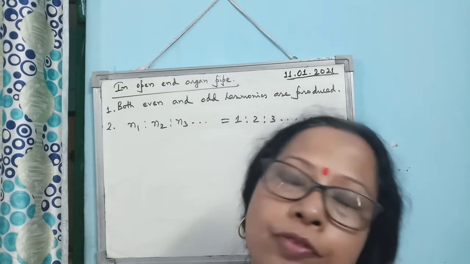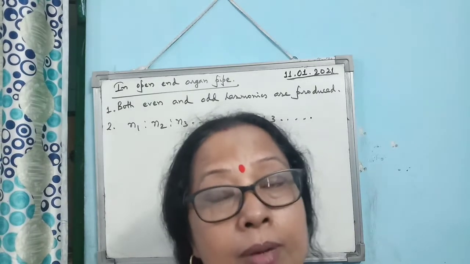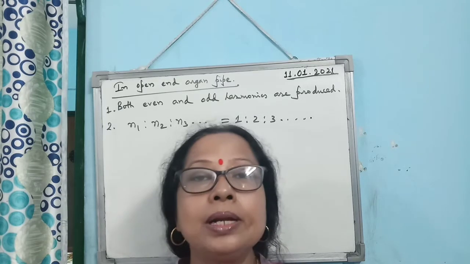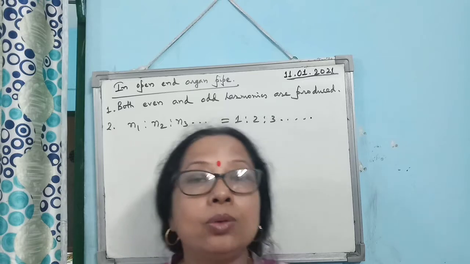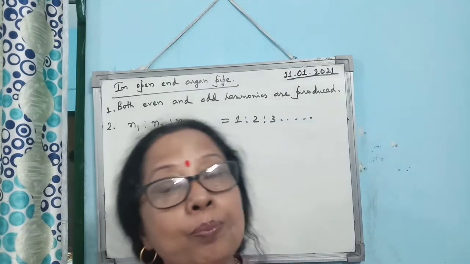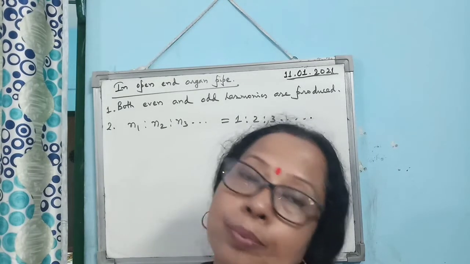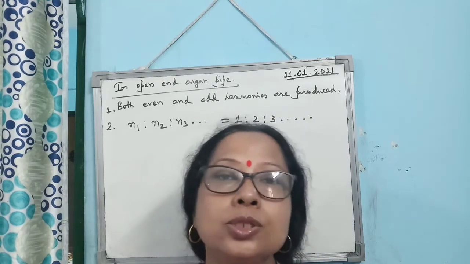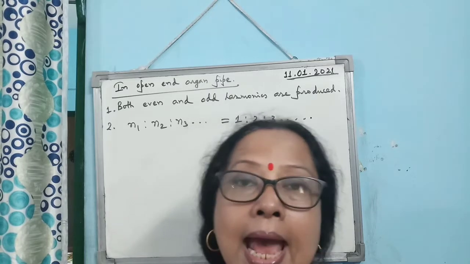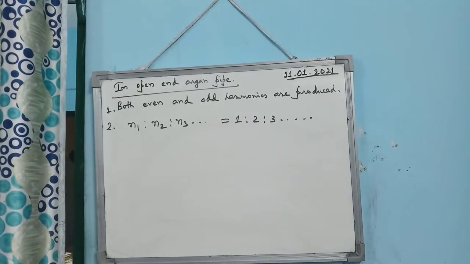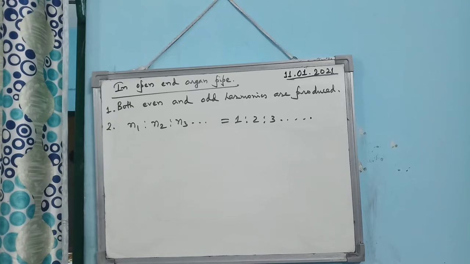Write down the differences between the sound produced in closed-end and open-end organ pipe. First point of difference: in closed-end organ pipe, fundamental frequency is given by v/4L, whereas in open-end pipe, fundamental frequency is given by v/2L. Second point: in closed-end pipe, only odd harmonics are produced, and in open-end pipe, both odd and even harmonics are produced. Third point: N1 is to N2 is to N3 is equal to 1 is to 3 is to 5, and so on for closed-end pipe, and for open-end pipe it is 1 is to 2 is to 3. So you can write 3 points of difference.